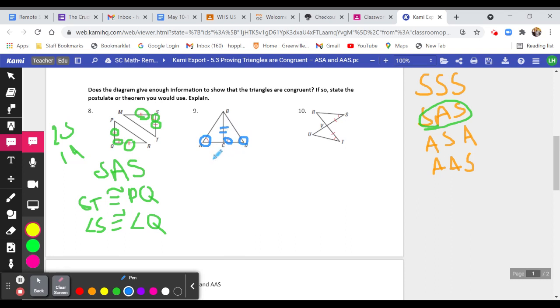So in this case, I don't have enough information because I don't have 3 pieces of information marked on each triangle. Number 10, right off the bat, I have an angle and a side, but I'm still missing another piece of information. I don't have that third piece, so this one would also be a no. So do the same thing for 11, 12, and 13.